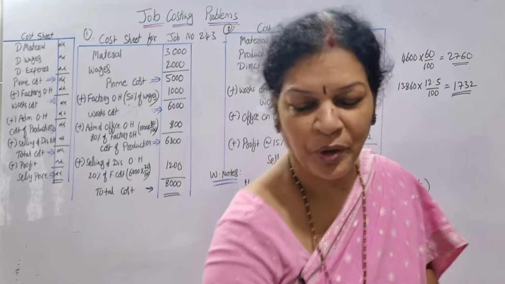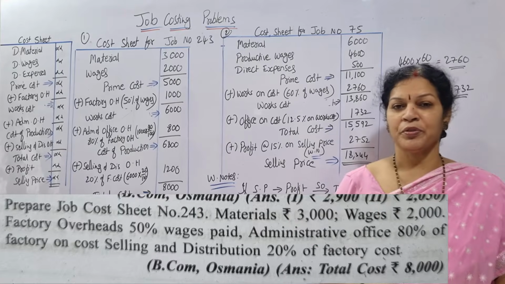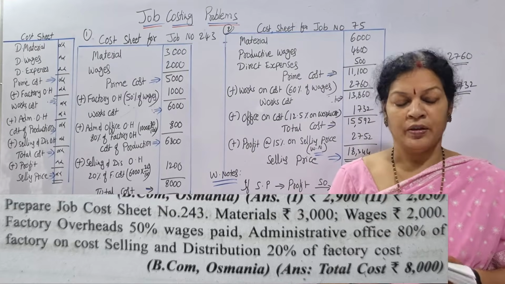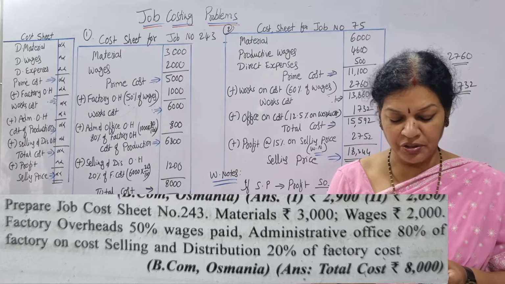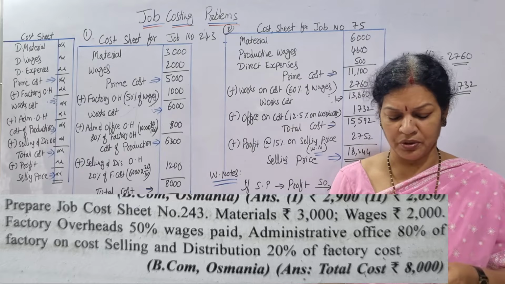Now let's go to the two problems. Two problems we will work out. The problem is given on the desktop. You can see, simple problems I am taking today. Let me read the problem. Prepare job cost sheet number 243. It means the particular job number is 243.